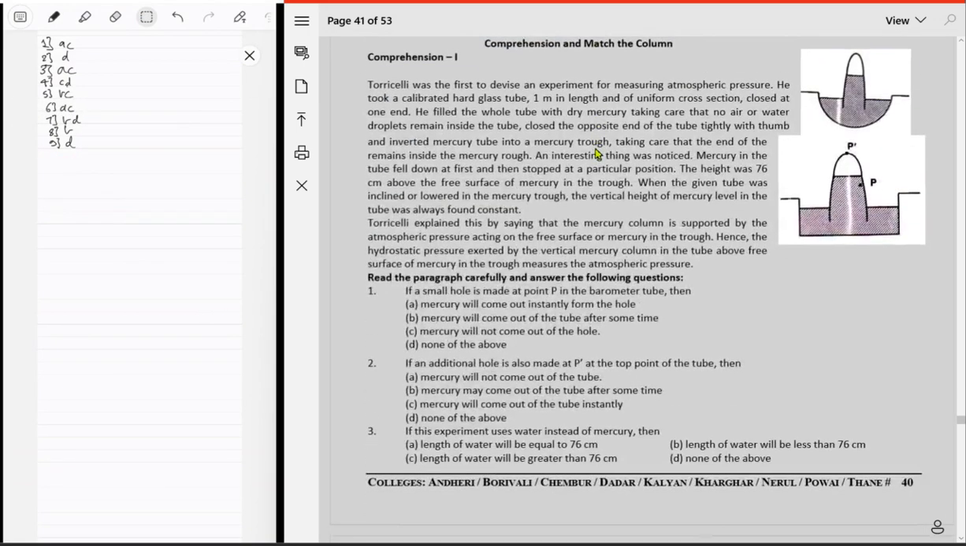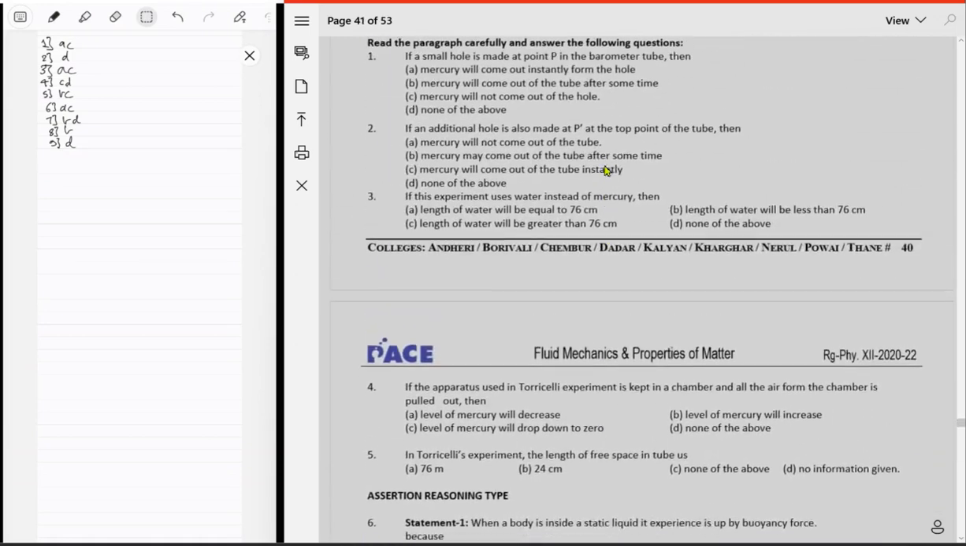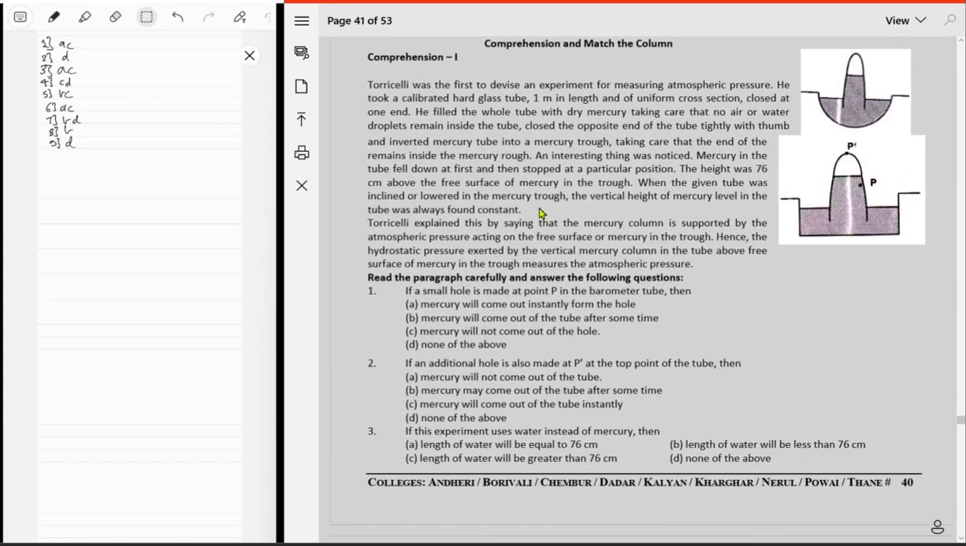So exercise number 3. Comprehension type. Well, how many comprehensions do you have? Just 2 comprehensions. That's weird. Anyway, Torricelli was the first to divide or whatever. Okay.